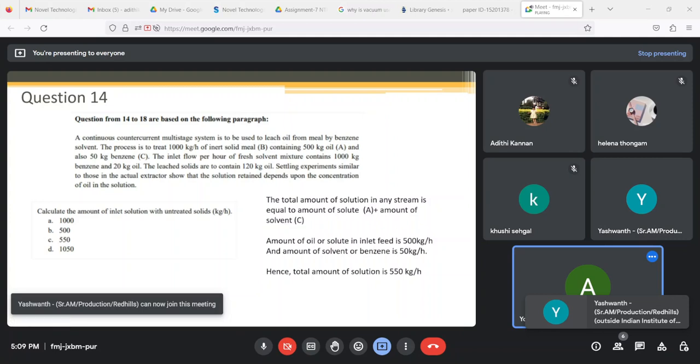So this is how you calculate the solution in any stream. That is A plus C will be equal to your solution, A being the solute, C being the solvent, B being the inert solids. So the answer is option C. Hope this is clear.